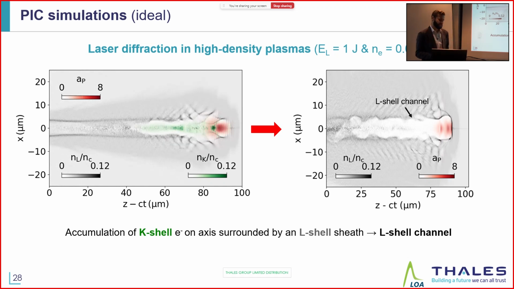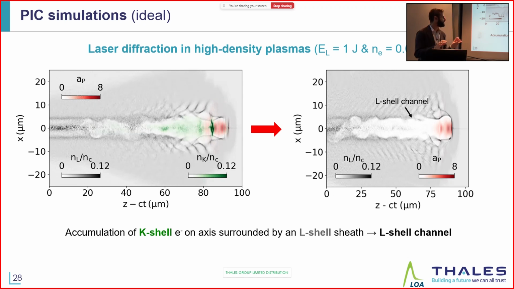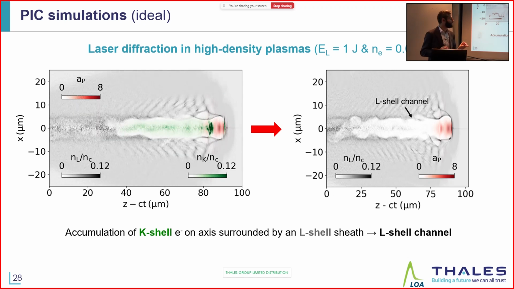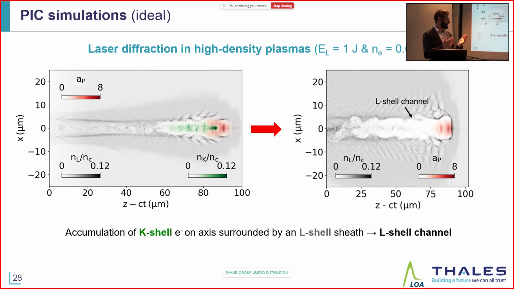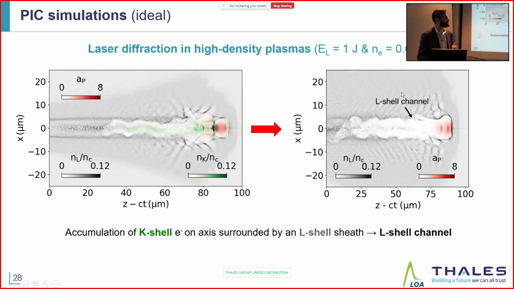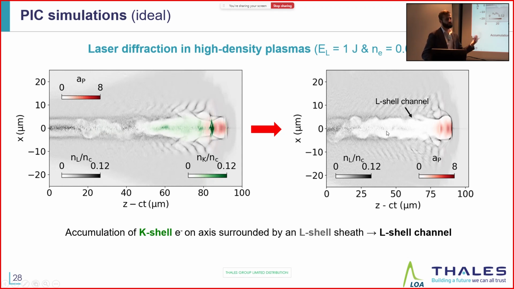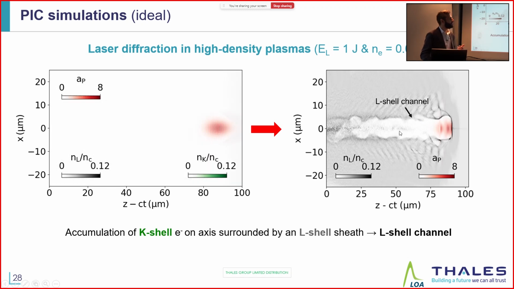Compared to what I presented at the very beginning, we don't really see those cavities I mentioned, but rather we see a huge amount of K-shell electrons accumulating on axis. You see here, at a certain point, we have this huge column of K-shell electrons on axis, surrounded by a sheath of L-shell electrons. I try to highlight this with this snapshot, numerically removing the K-shell electrons. You see this sheath, this channel formed just by L-shell electrons.